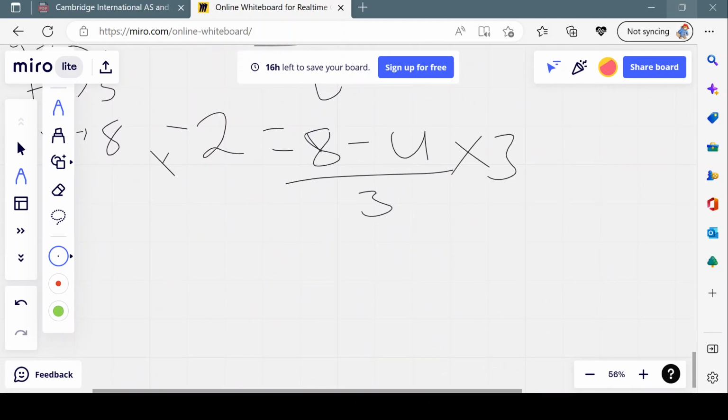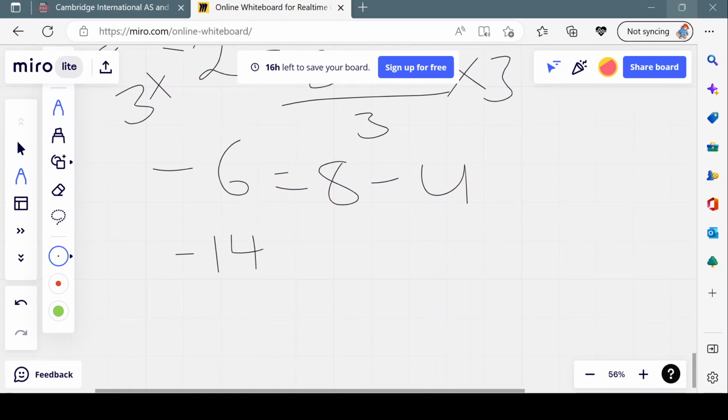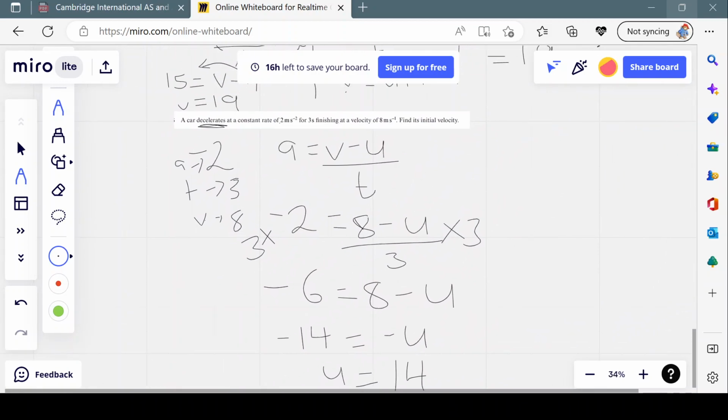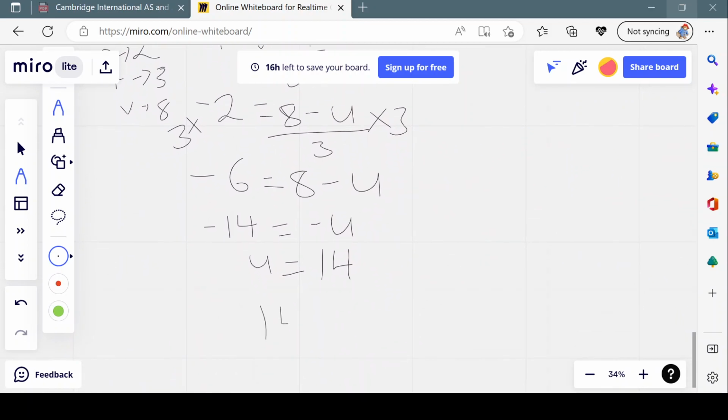Then we can just work this out. Multiply by 3 there and multiply by 3 there. So we have -6 equals 8 minus u. If we move the 8 over to the other side, we'll have -14 equals -u. And then u will be 14. And what is u? u represents the starting speed. What was the initial speed? And how do we measure speed? We measure speed in meters per second.